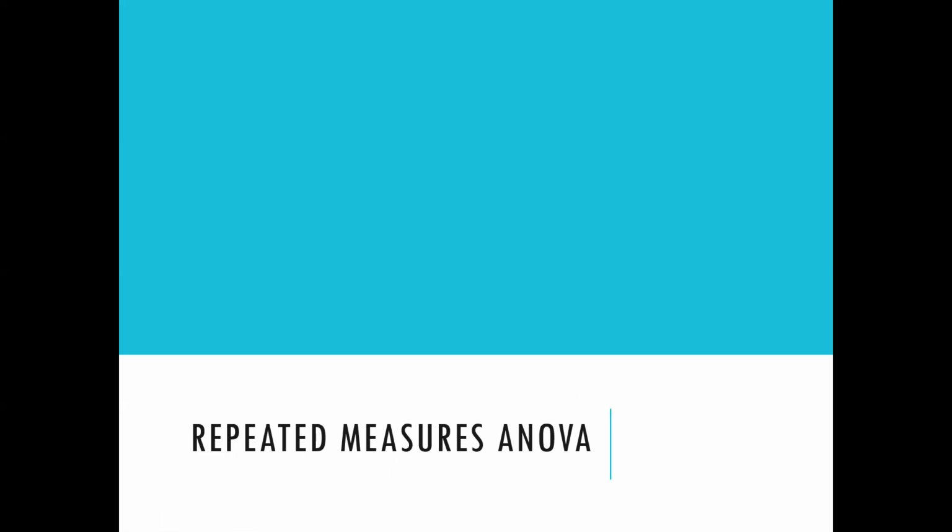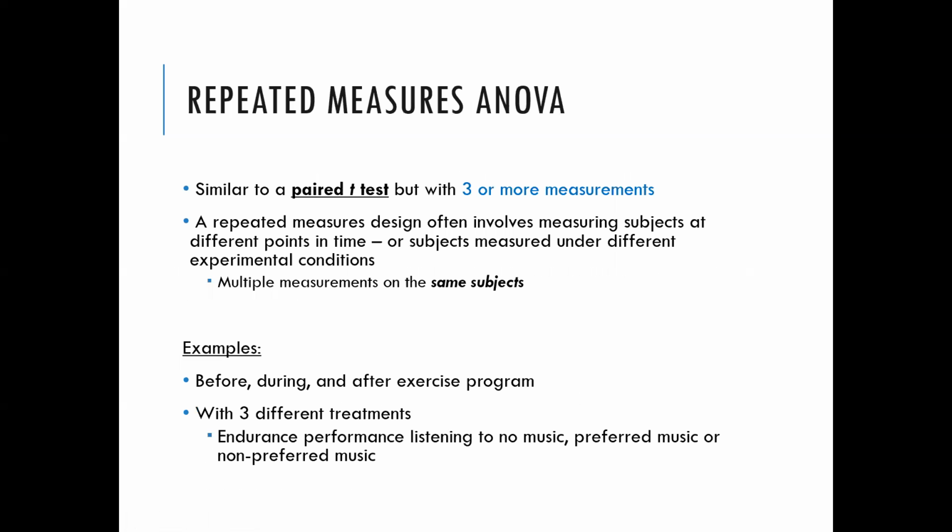Okay, so now let's talk about repeated measures ANOVA. Repeated measures ANOVA is similar to a paired t-test, but again, just like the ANOVA compared to an independent 2-sample t-test, the repeated measures ANOVA is analogous to a paired t-test, but now we're interested in comparing 3 or more groups. So this repeated measures design often involves measuring subjects at different points in time, or subjects measured under different experimental conditions. So in other words, we have multiple measurements on the same subjects.